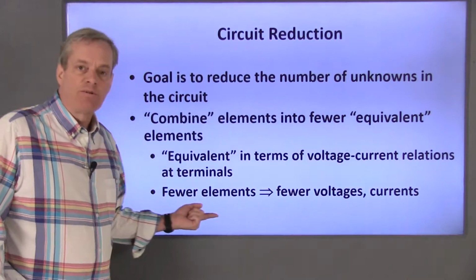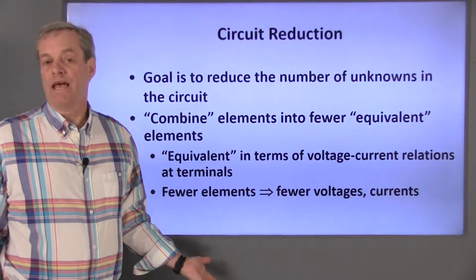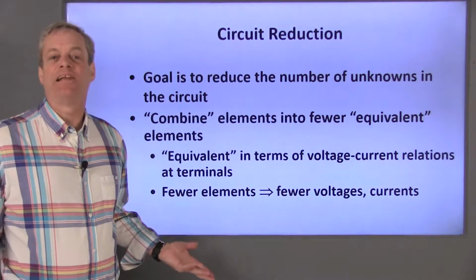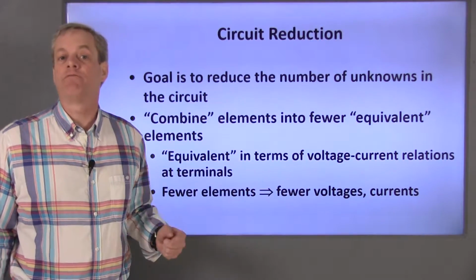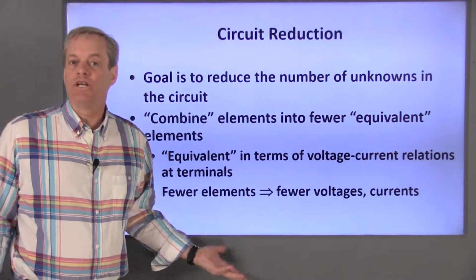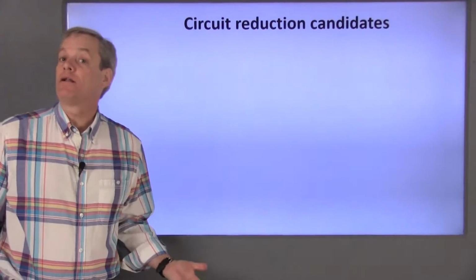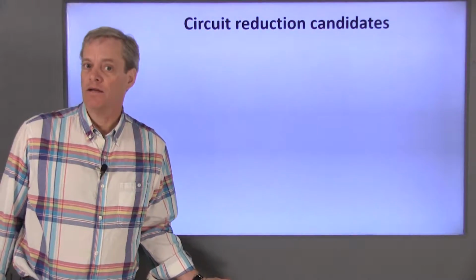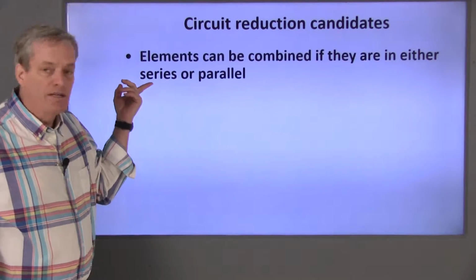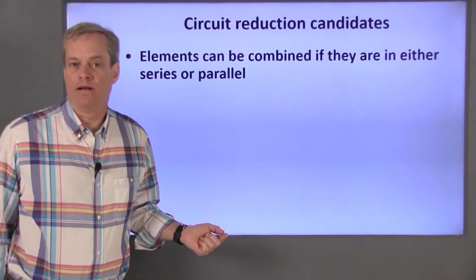If we reduce the number of circuit elements, we automatically reduce the number of unknowns that we have in the circuit. It's important to keep in mind that this is an analysis technique rather than a modification to the original physical circuit. We're just conceptually changing the circuit to make our calculations easier. Not all circuit elements can be combined, so be careful when you're reducing your circuit. You can only combine resistors if they are either in series or in parallel.